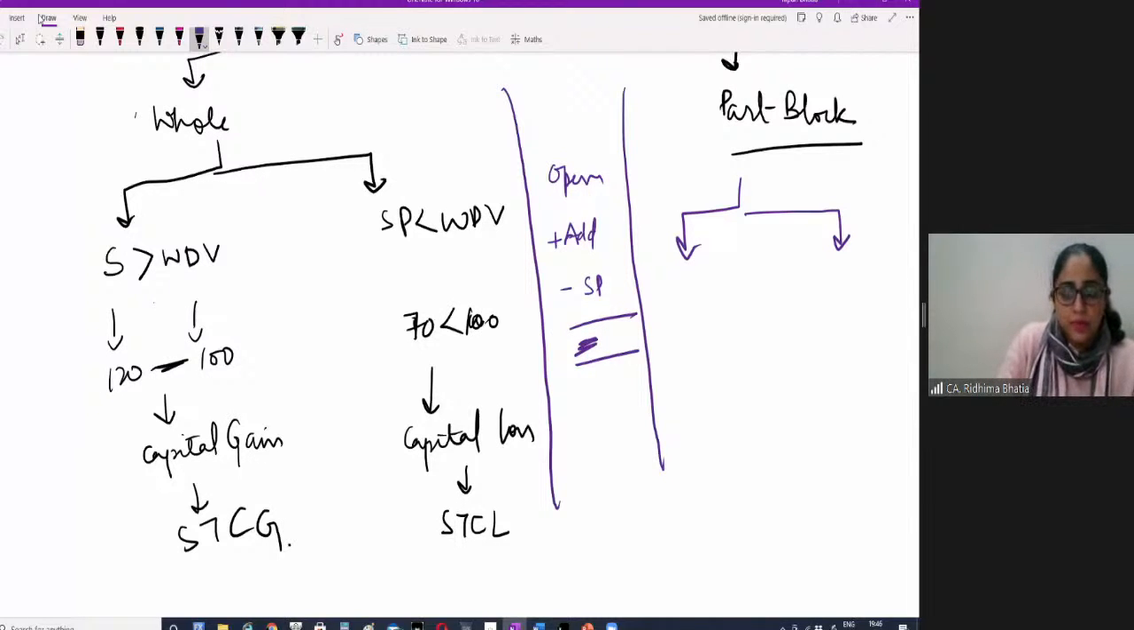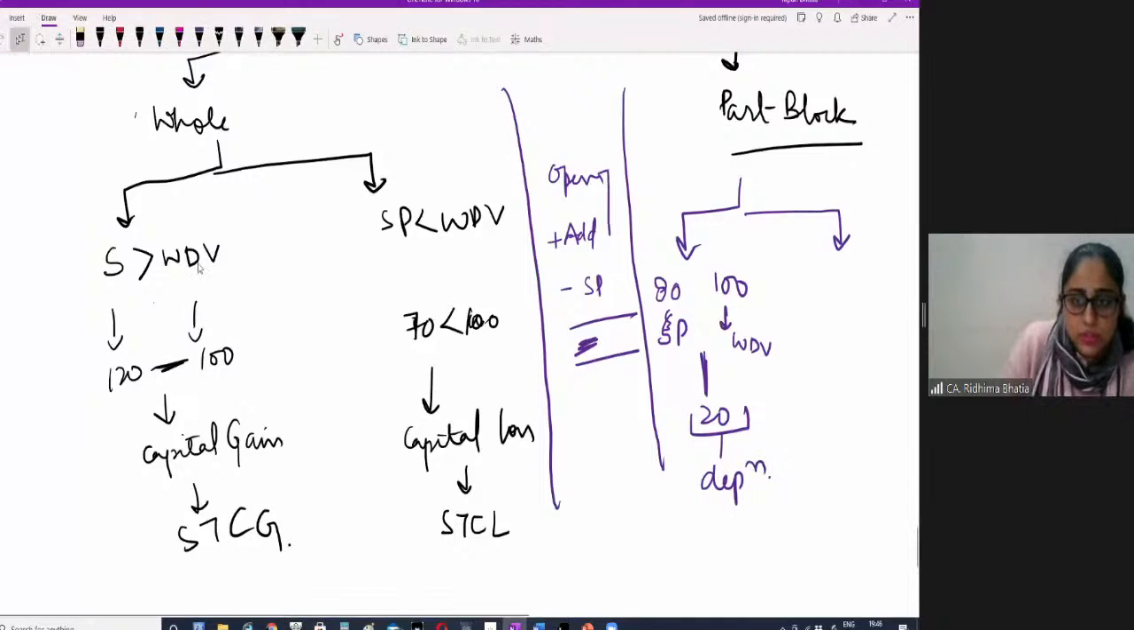My opening plus additions WDV comes as 100. My sale price is 80. So very simple. On the remaining 20, I will charge the depreciation. Opening plus addition is 100 and this is 80. So on the remaining 20, you charge the depreciation, right? That only I have done. Part of the block.